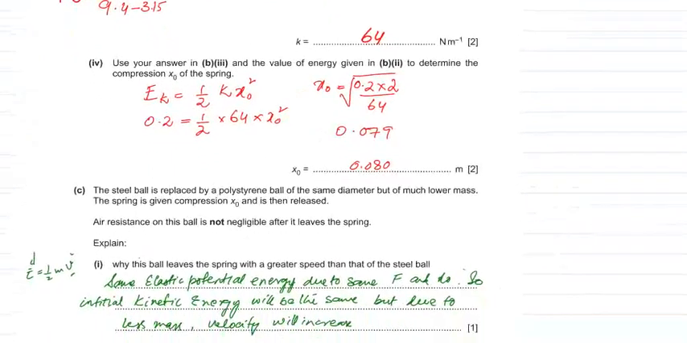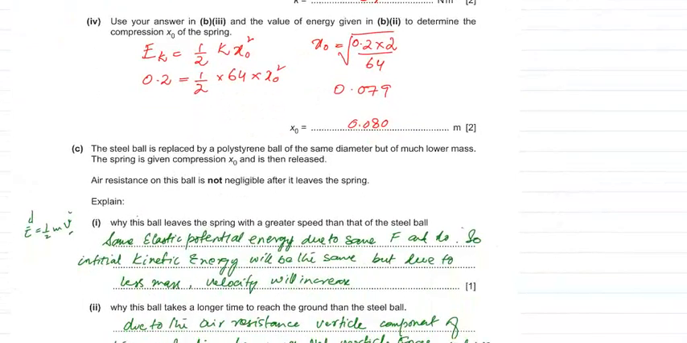Use this answer of b and the value of energy given in b to determine the expression. Right. So as it says, all the potential energy is converted into kinetic energy, and we found the elastic potential energy is 0.2, half kx square, so half. But we got that 64 is the spring constant, and after calculating, x naught will be 0.079, because we need to take the square root, it is x square. So it is 0.079. So after rounding off, it will be 0.08.